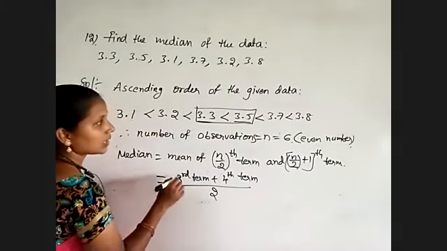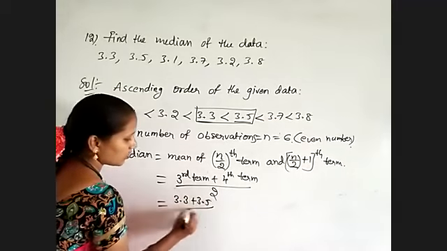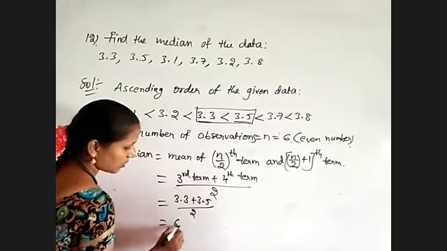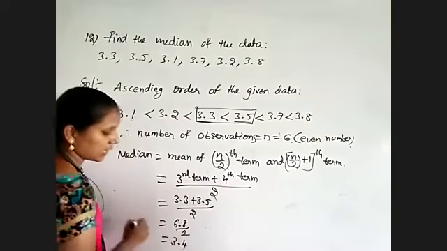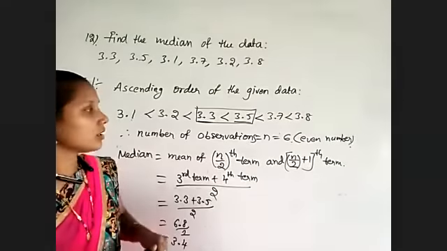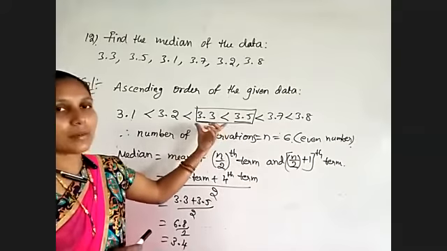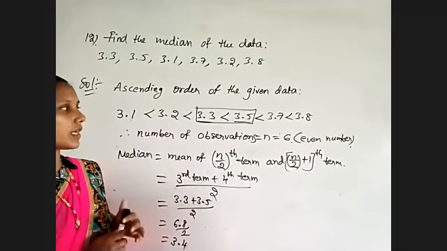Which is nothing but the third term: 3.3 plus 3.5 by 2. So which is nothing but 6.8 by 2. So 2 3s are 6, 2 4s are 8. 3.4 is the median of the given data. Once again, observe: when an even n value is given, take the mean of the middle two values. So there is no need to write all these steps; we can also simplify directly.